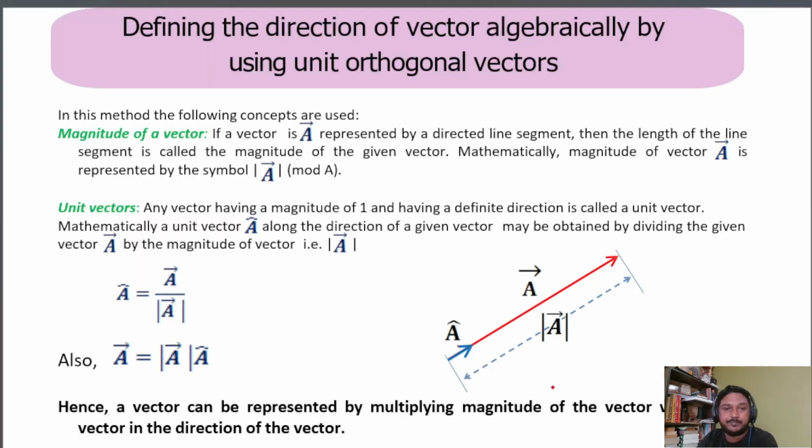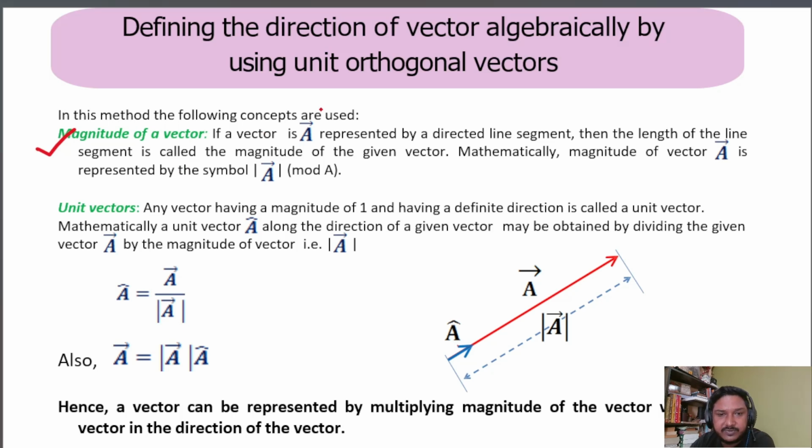So let's proceed. Before getting into understanding how a vector is represented by using the unit orthogonal vectors, we need to clarify a few basic concepts. So the first one is the magnitude of a vector.